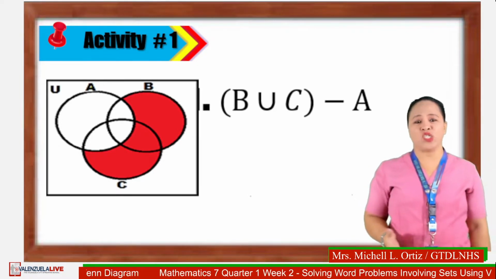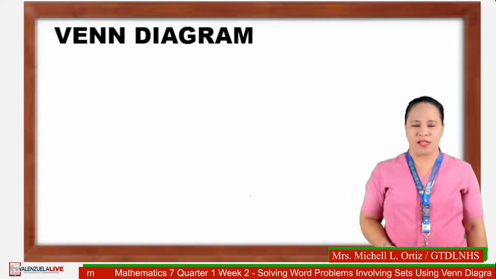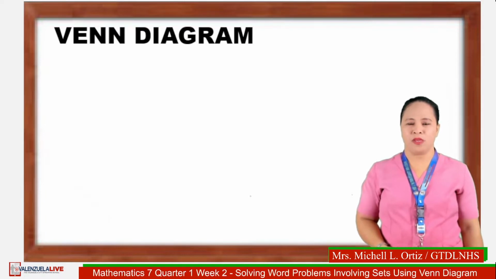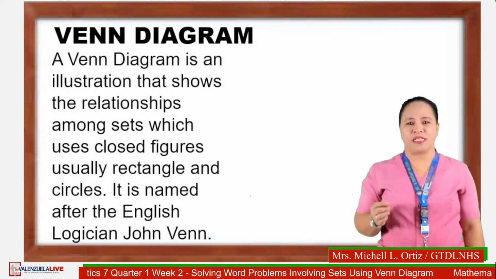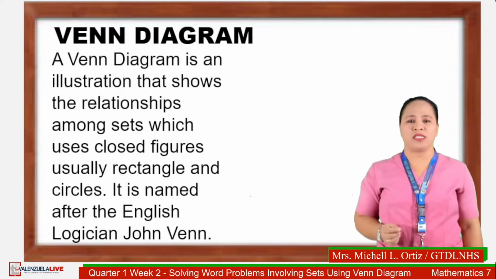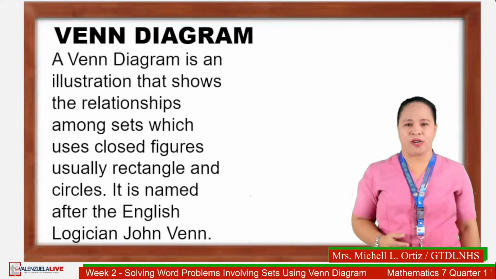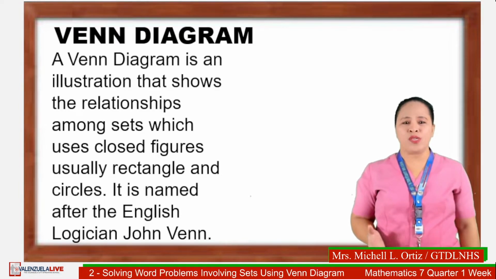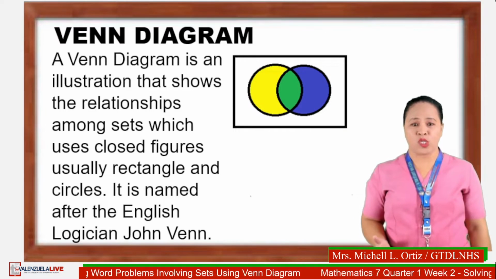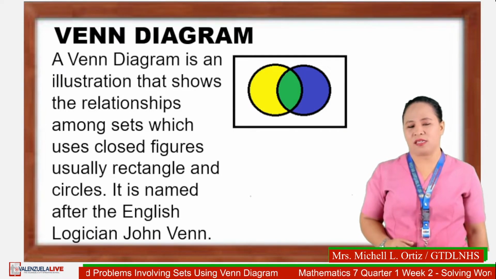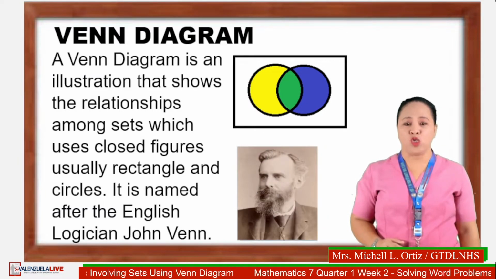The illustrations that you have seen a while ago are examples of what we call Venn diagram. What is a Venn diagram? A Venn diagram is an illustration that shows the relationships among sets which uses closed figure, usually rectangle, which represents the universal set, and circles, which represent the given sets. It is named after the English logician John Venn.